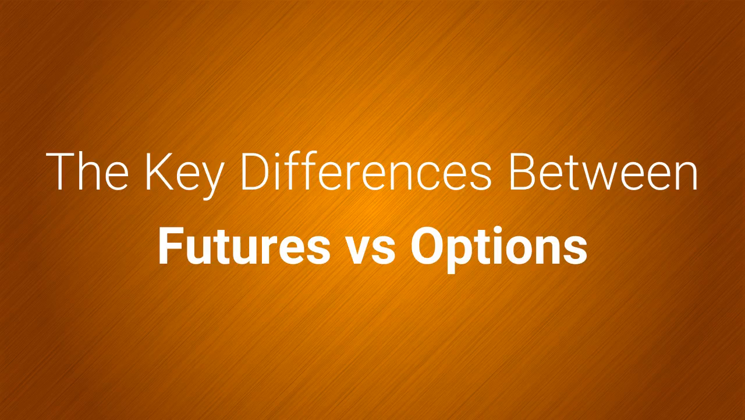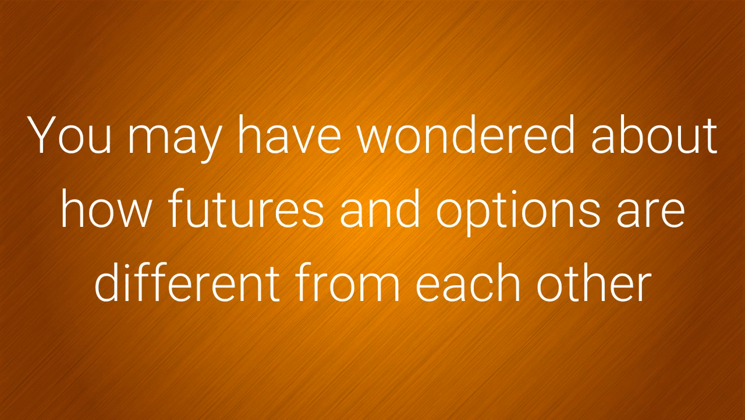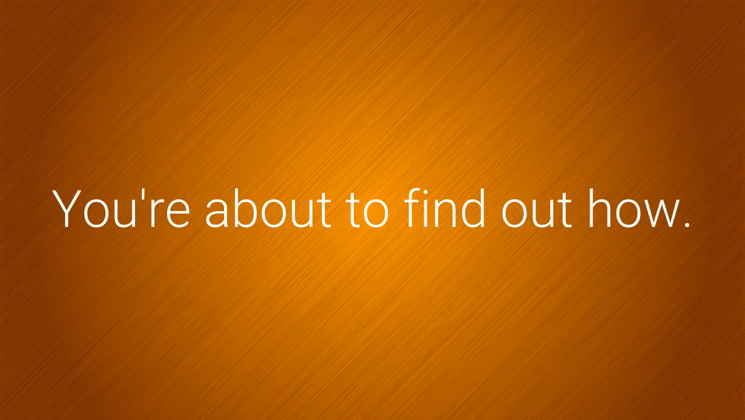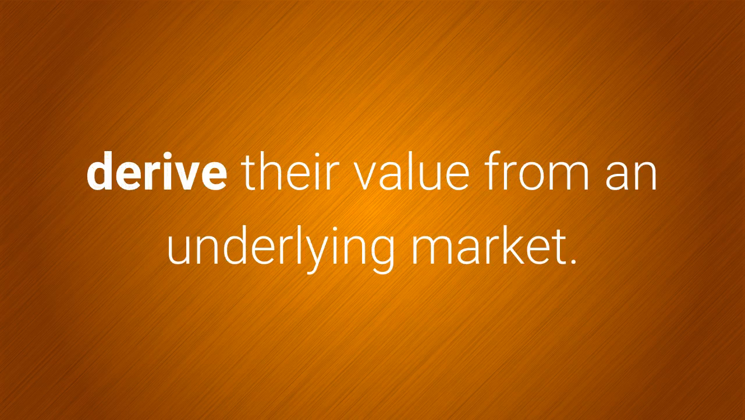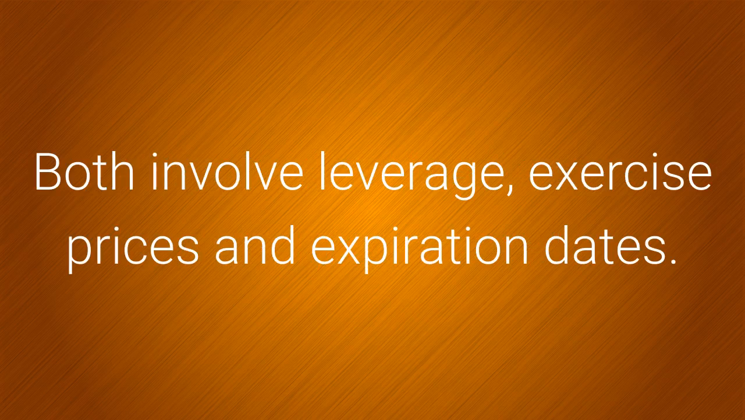In this video, we're going to explain the key differences between futures and options. You may have wondered about how futures and options are different from each other. You're about to find out how. Both are called derivatives because they derive their value from an underlying market. Both involve leverage, exercise prices, and expiration dates.